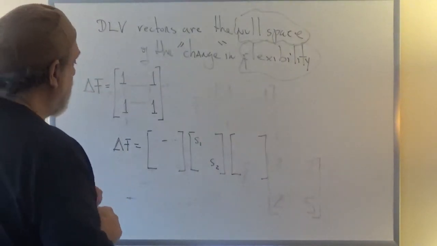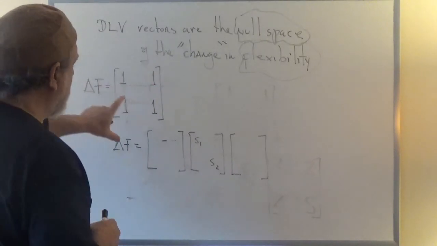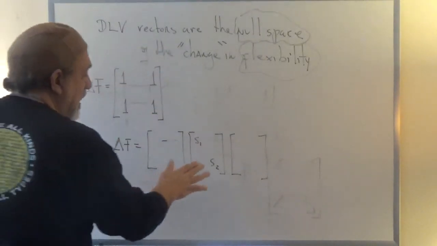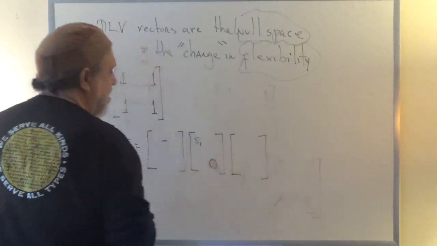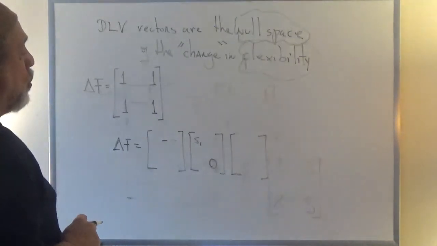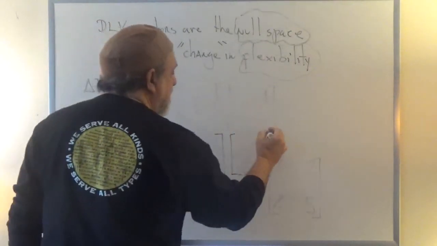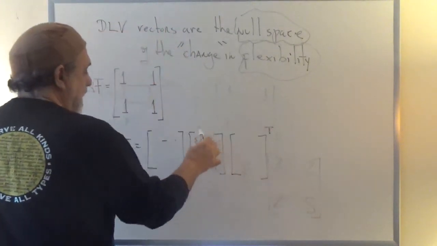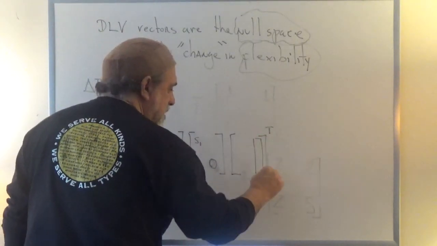Now, it turns out you can see that these two columns are exactly the same. Therefore, this flexibility is rank 1. That means that one of the singular values, the second one, is exactly 0. If we write it as the product of three matrices and we put the last matrix transposed, then if there is 1, 0 here, that means that this is the null space.